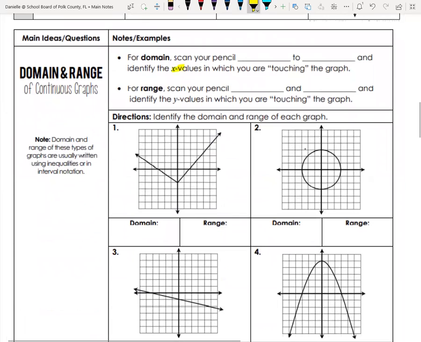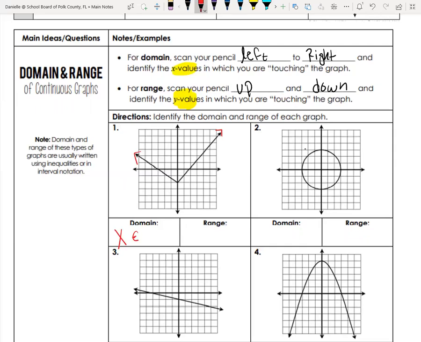As we just talked about, domain is going to be my x and range is my y. And we know x values go left to right. In range, our y goes up and down. So identifying the domain and range. How far left and how far right does my graph go? My graph goes all the way left and all the way right. So what we're going to say is x can be all real numbers.